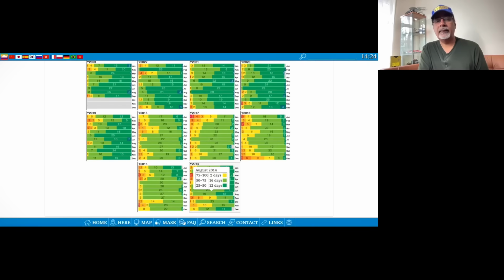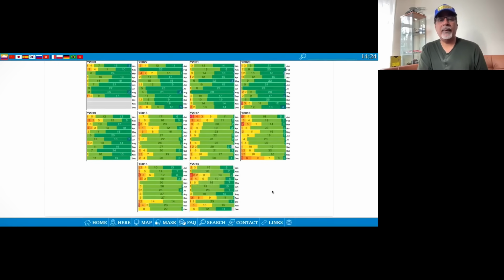What it's telling you is the dark green, you had 12 days of that, and that was AQI of 25 to 50. So that's a low AQI, so that's good. And then you had 16 days of green, which was between 50 and 75. And then you had 2 days of yellow, which was 75 to 100.